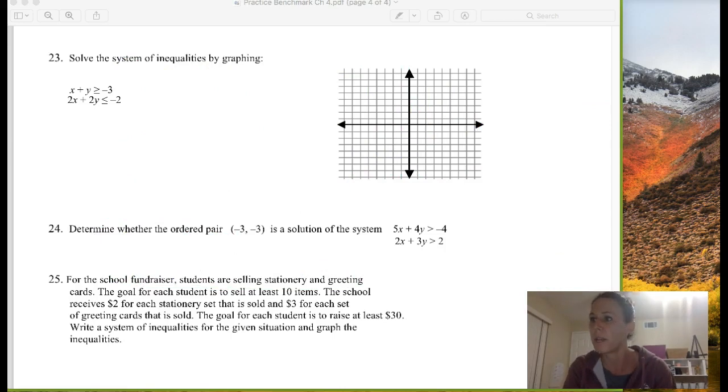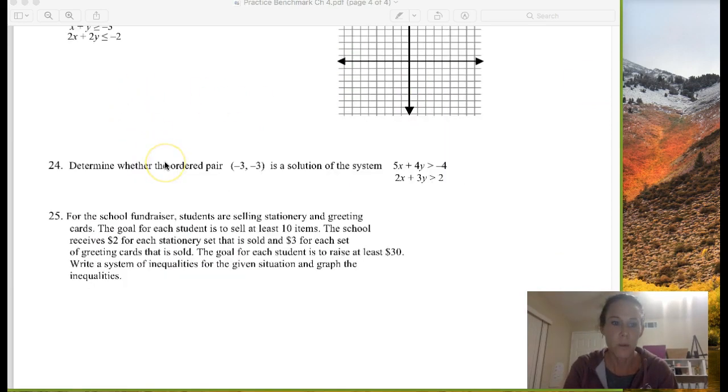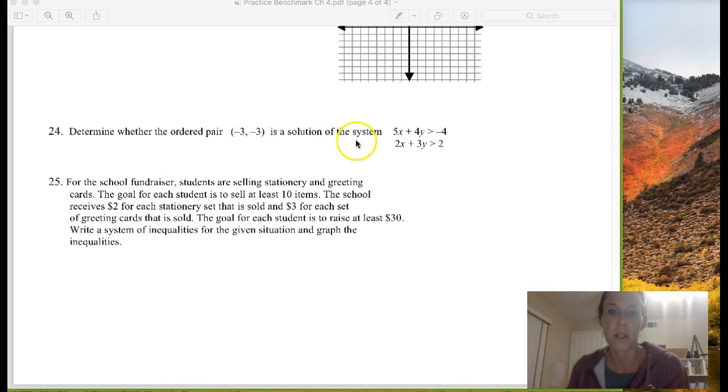24, we're almost there, guys. 24, determine whether the ordered pair is a solution to this system. Well, all I have to do when I determine if an ordered pair is a solution is just plug it in and see if it's true. So I'm going to plug in -3, -3 into here. I could go ahead and solve this system, but that doesn't sound like fun. Let's just plug it in.